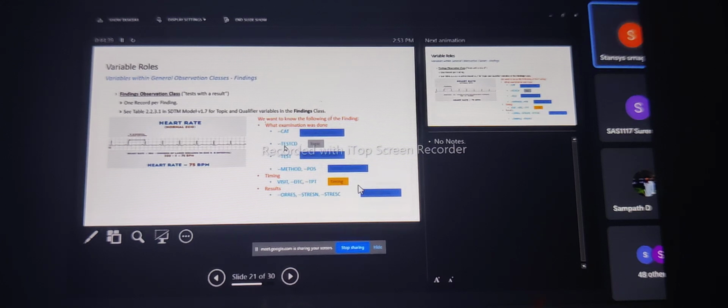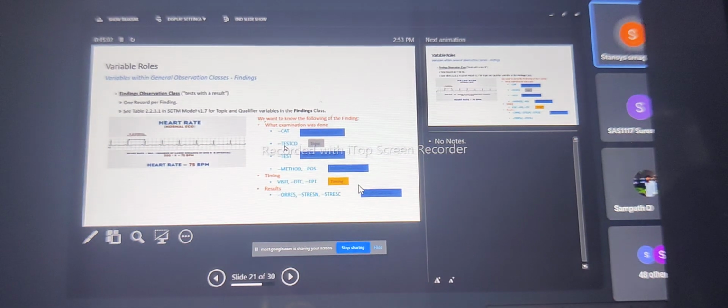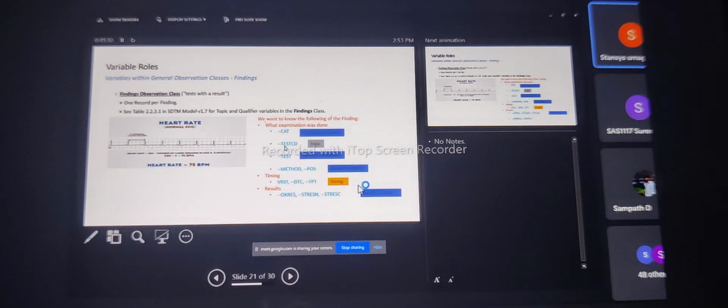But in a few cases, when it comes to questionnaires and some other things, the results are not numbers. For example, negative or positive in a pregnancy test. In the pregnancy test, what we get is either positive or negative, right? So in those cases, there is no standard conversion. In those cases, the original and the standard would be the same.